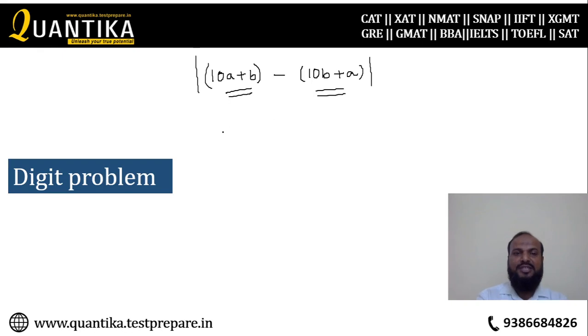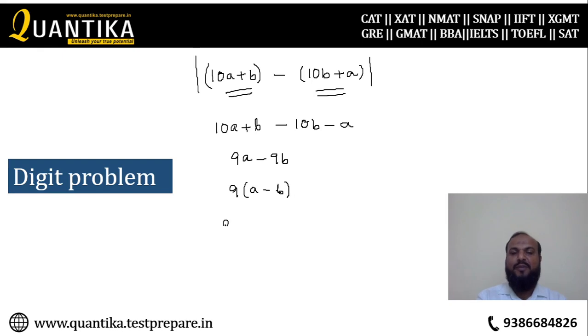Okay, so when you see this difference, this will be 10a plus b minus 10b minus a. Now 10a minus a is 9a, b minus 10b is 9b with a negative sign. So when you take 9 common, it becomes a minus b. 9 will be here always into the difference of digits.